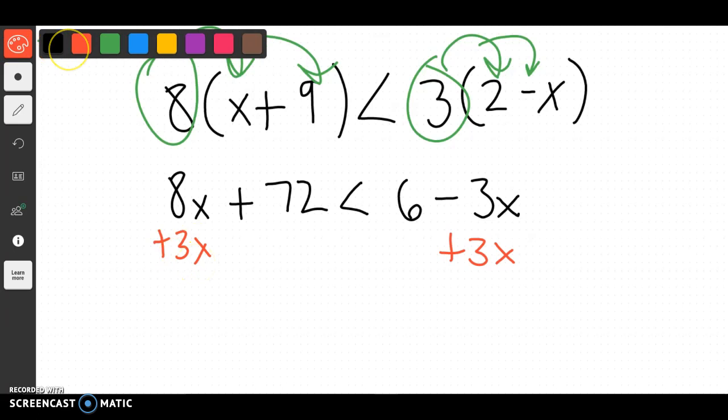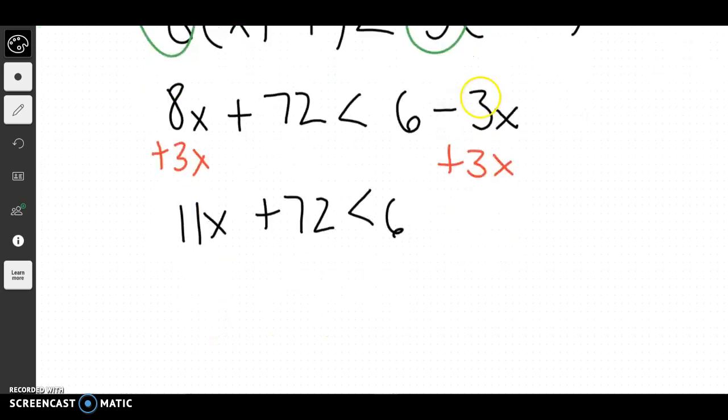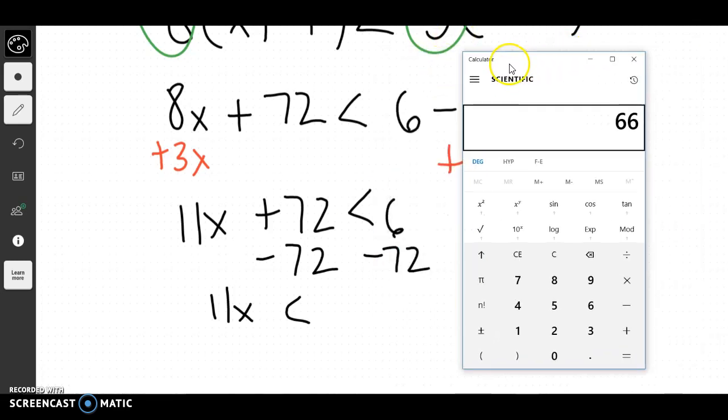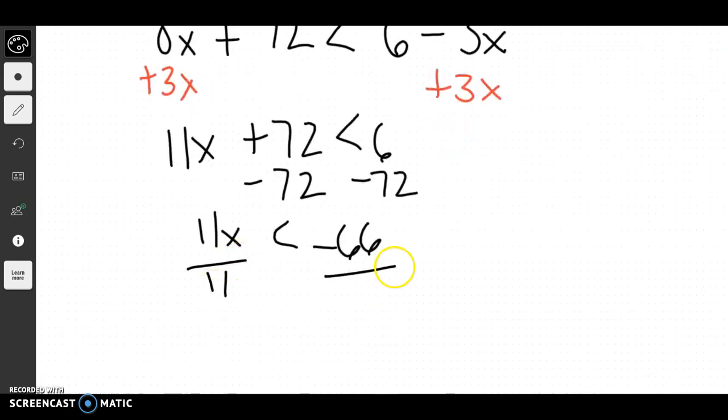giving me 11x plus 72 is less than 6. I'd then subtract 72 from both sides and get 11x is less than, let's see what 6 minus 72 is. Negative 66. And then we would divide by 11 and get x is less than negative 6.